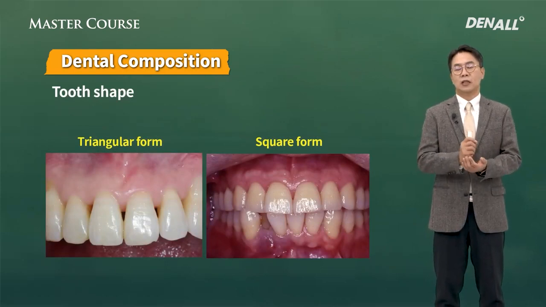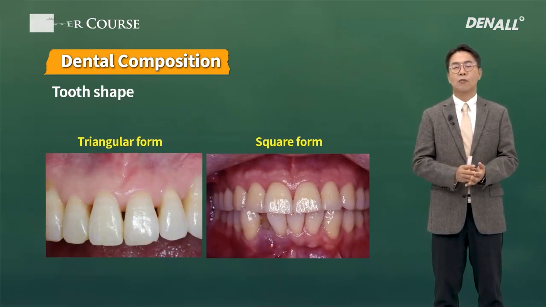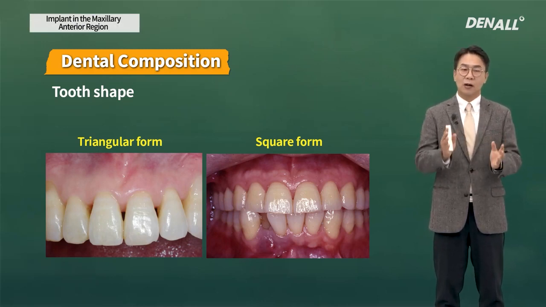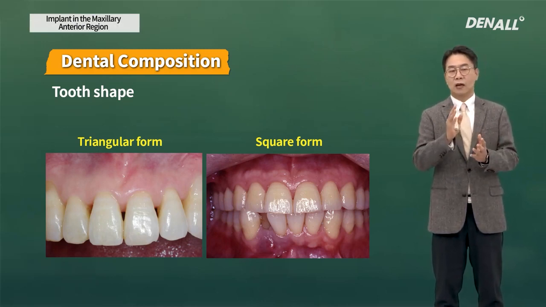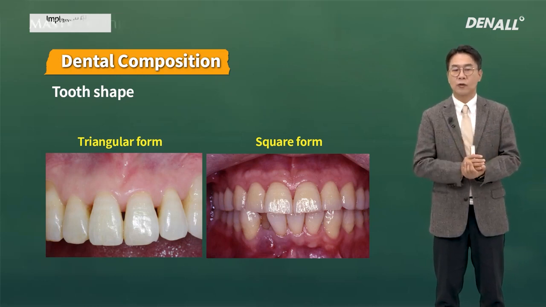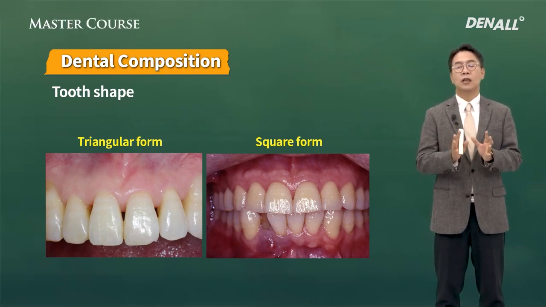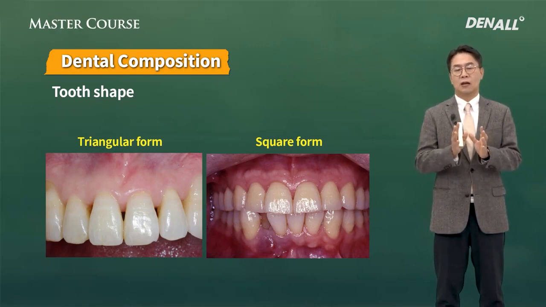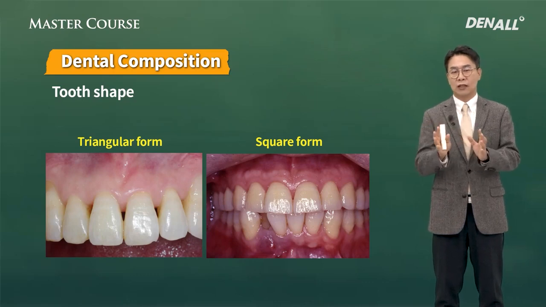In these pictures, dental composition can be different in the two pictures. A triangular form of teeth or a square form of teeth can exist. At a glance, the gingival embrasure is different between those two.